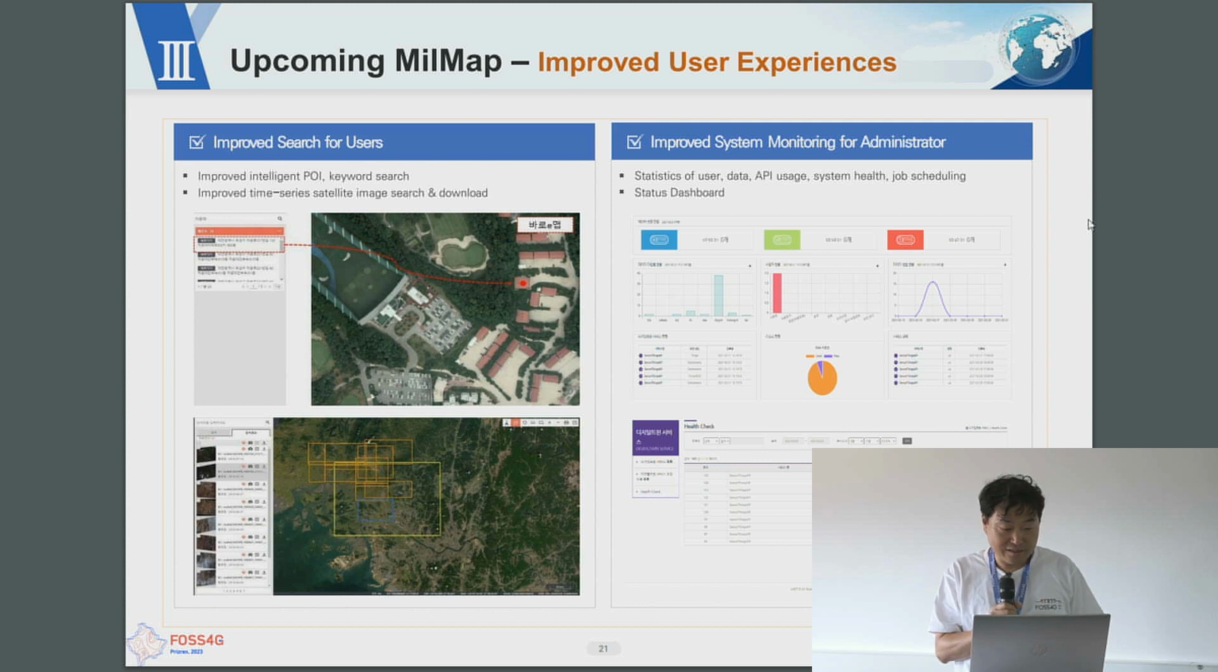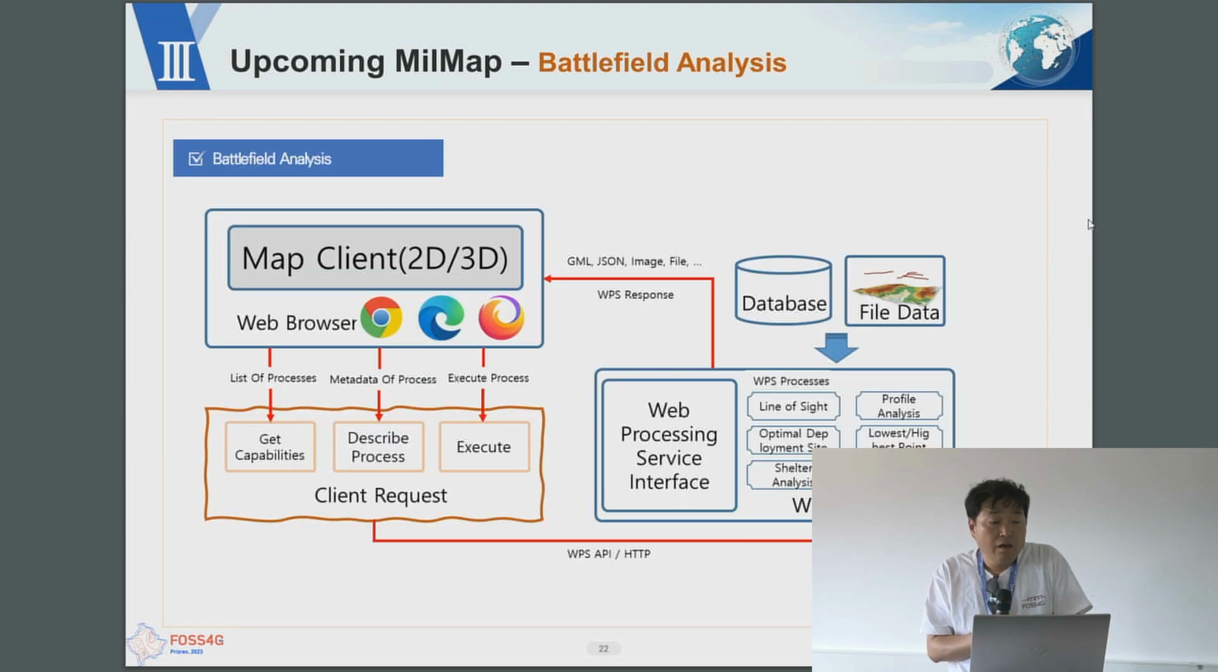DJI received many satellite images, so they want to search and download these kinds of things very easily. On the right side, you can see the administrator dashboard, health stack, and other things. One of the main features of MilMap 4.0 is battlefield analysis, task-specific battlefield analysis. As I already mentioned, there is OpenGXD, a geospatial analytical library that also provides geospatial statistics. So we make use of the WPS. By using each atomic function as a building block, we create many task-specific battlefield analyses like this.